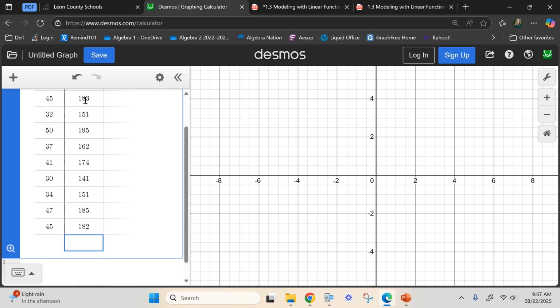So whether you're doing handheld or Desmos, make sure your lists line up. Because if they're not the same amount, we are missing something. Make sure they are the same.